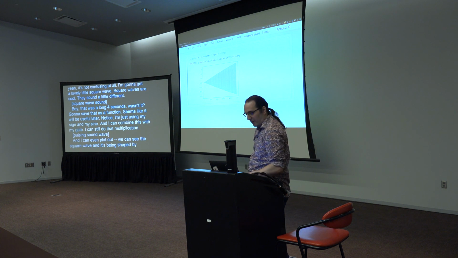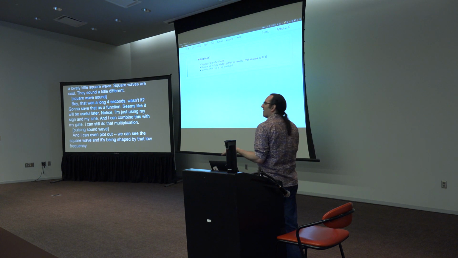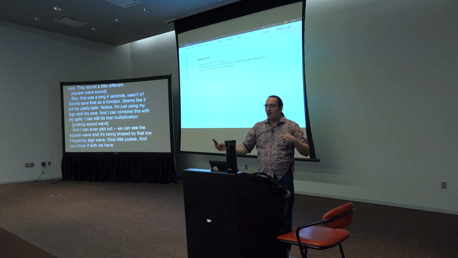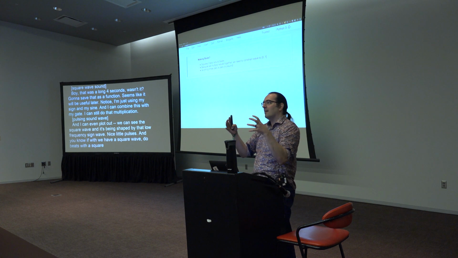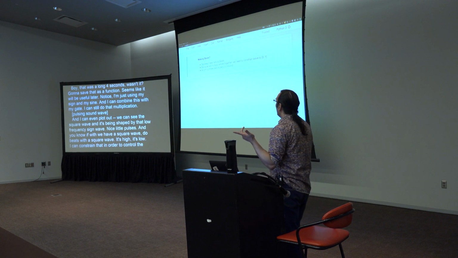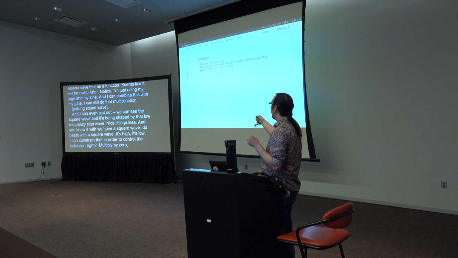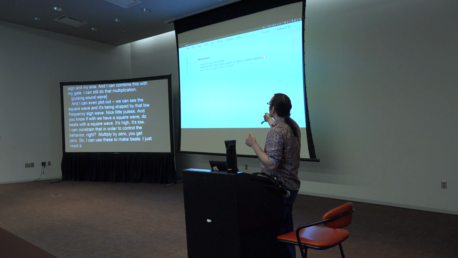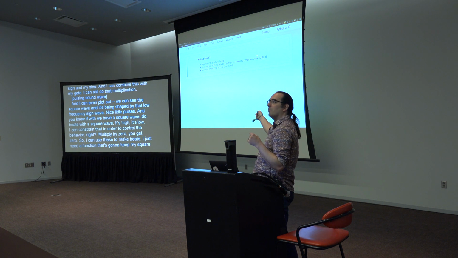Nice little pulses. And you know, if we're going to have a square wave, we can do some beats with a square wave, right? It's high, it's low. I can constrain that in order to control the behavior, right? Multiply by 0, you get 0. So I can use these to make beats. I just need a function that's going to keep my square wave not -1 to 1, but 0 to 1.